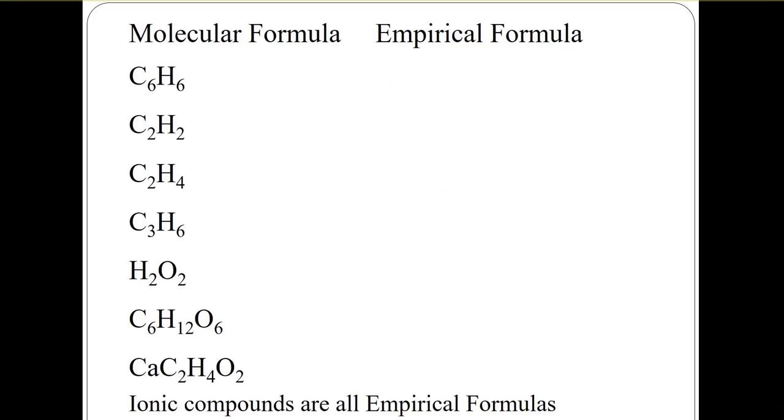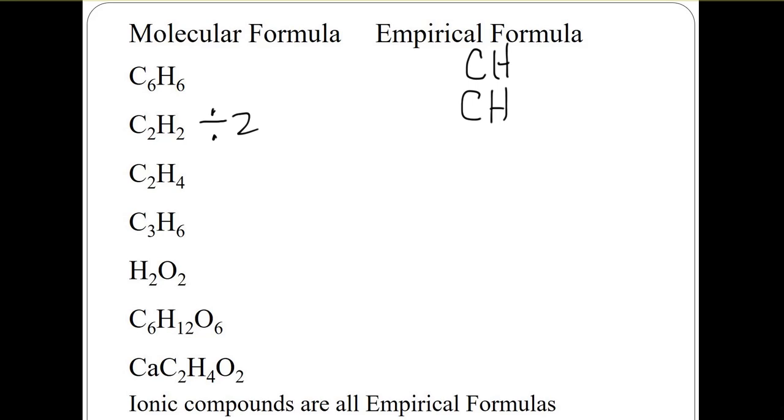So let's look at some more examples. On the left-hand side, we'll have the molecular formula. On the right-hand side, we will write the empirical formula. So we've already done the first one. So again, divide by 6, and our lowest ratio is CH. Let's look at the next one. We have C2H2. I can also divide by 2, and this will give me a CH.